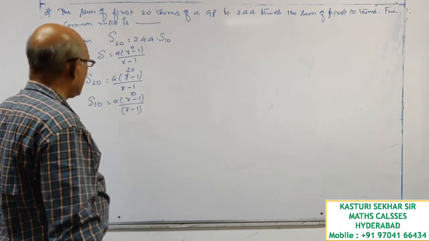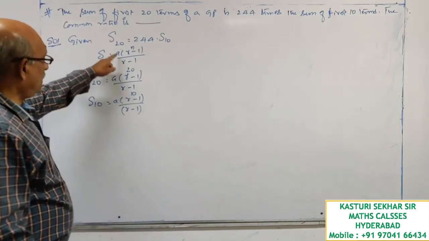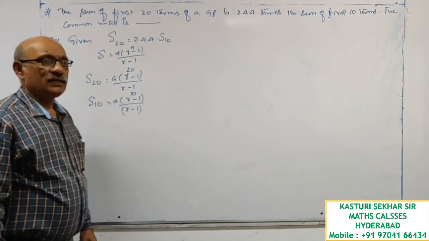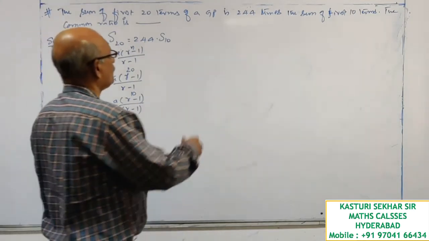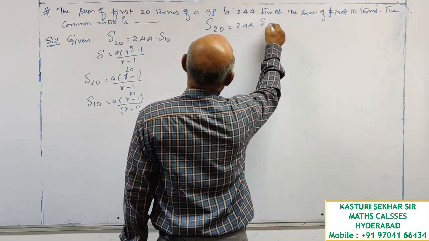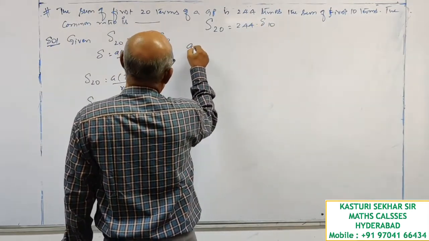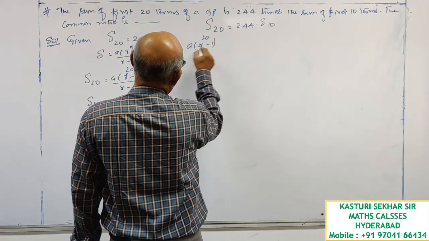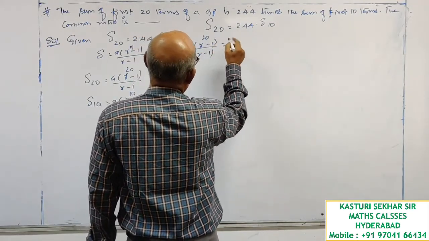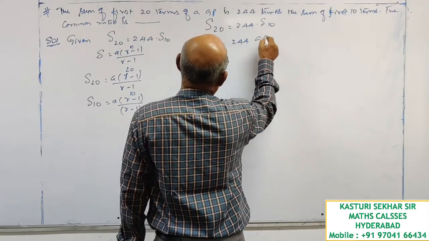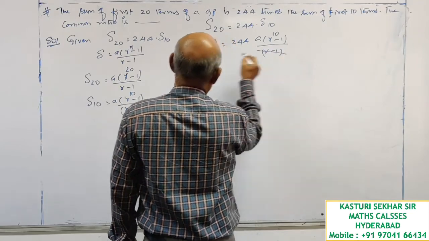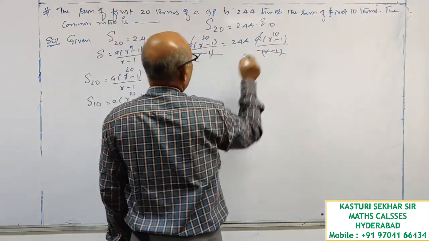So S20 and S10 values are this one. Just n is replaced with 20 first, then n is replaced with 10. Now S20 is equal to 244 into S10. A into (R power 20 minus 1) by (R minus 1) is equal to 244 into A into (R power 10 minus 1) by (R minus 1). R minus 1 cancels, A cancels.